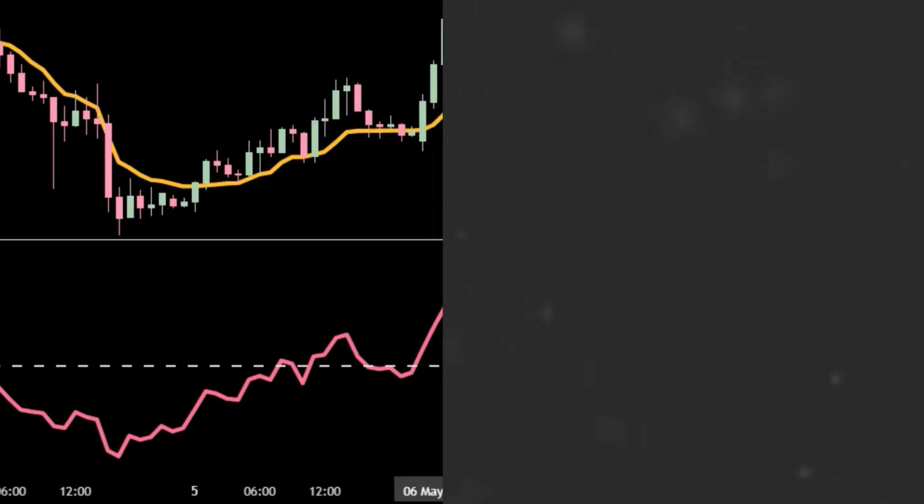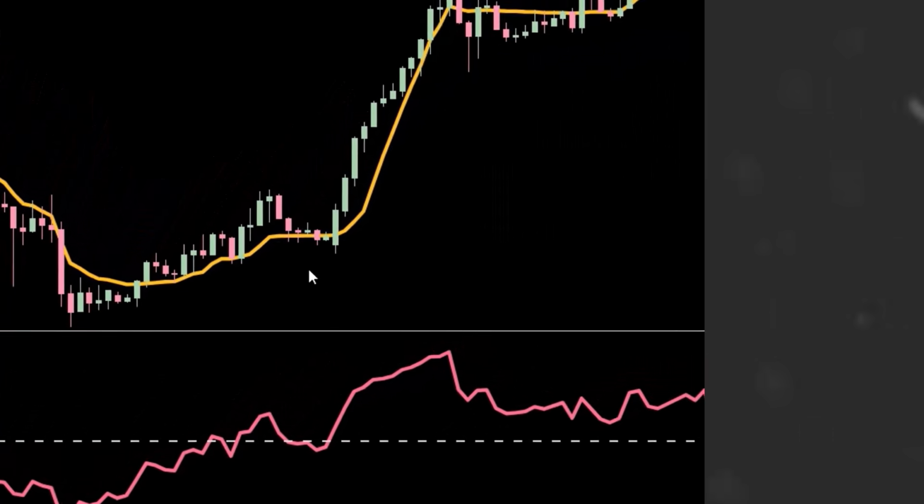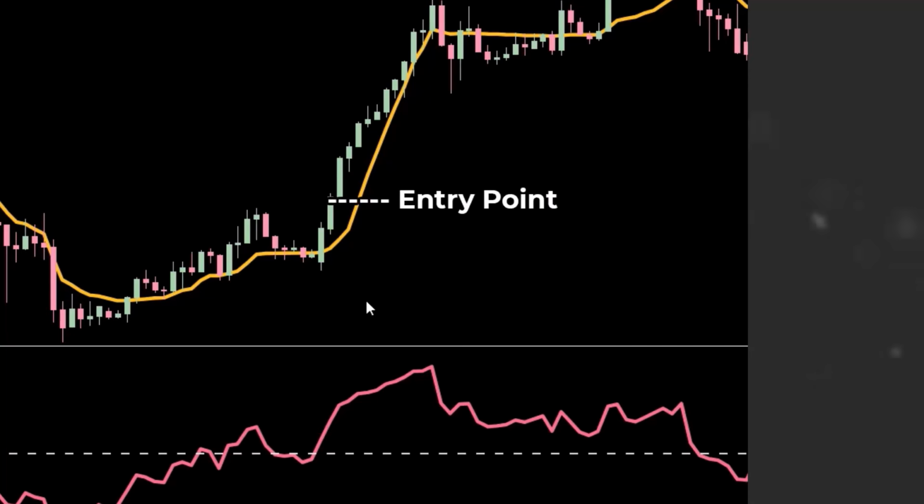Now look at RSI. It crosses back above 50 while price is still holding above KAMA. This is the confirmation we were waiting for. The trend is bullish, the pullback has happened, and RSI is showing that bullish momentum may be returning. So we can consider a long entry here. For the stop loss, we can place it below the recent swing low, and for the target, we can use the next resistance level or a 1-to-2 risk to reward ratio.